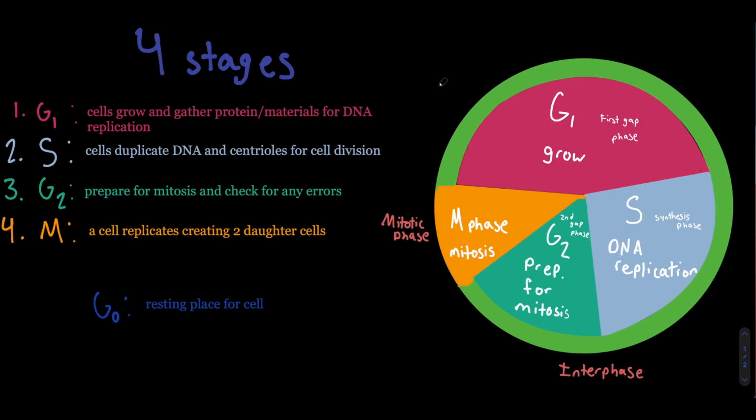Now another phase a cell can enter is known as the G0 or G none phase. A cell does not have to go through interphase or the mitotic phase, or even the cell cycle. It can avoid the cell cycle and go to the G0 phase, which is the resting place for a cell. A cell does not grow or divide in this stage.